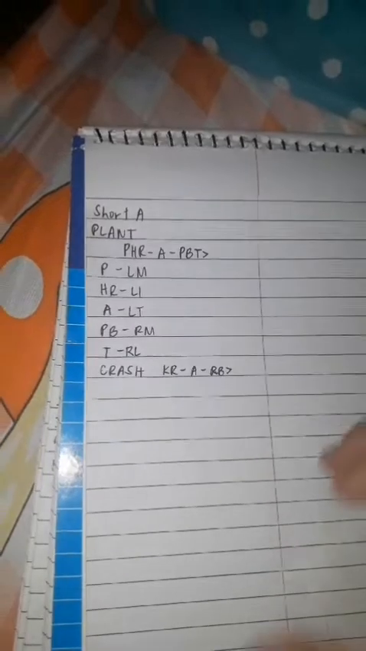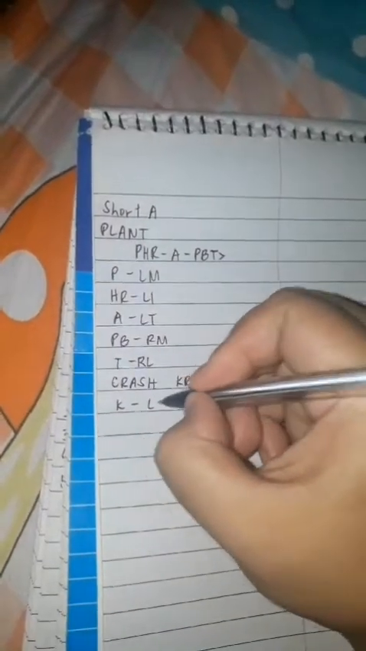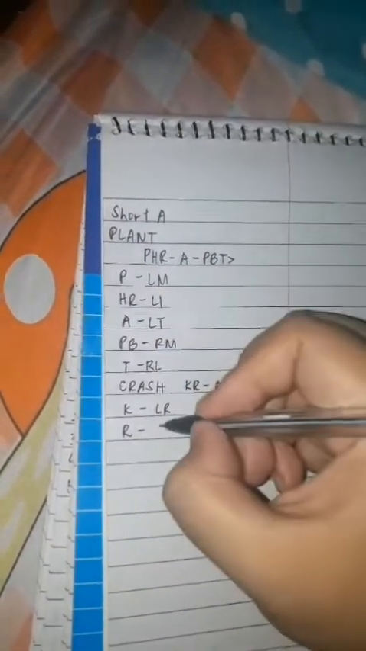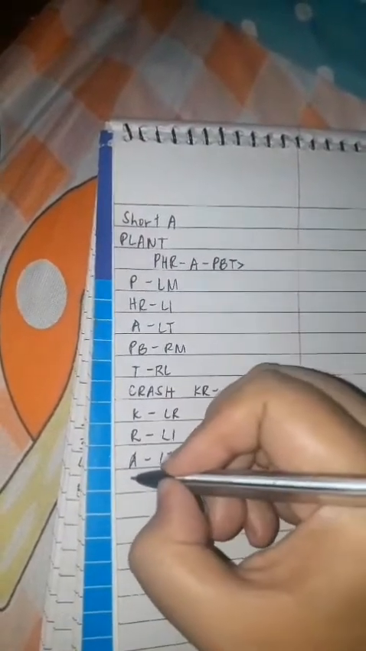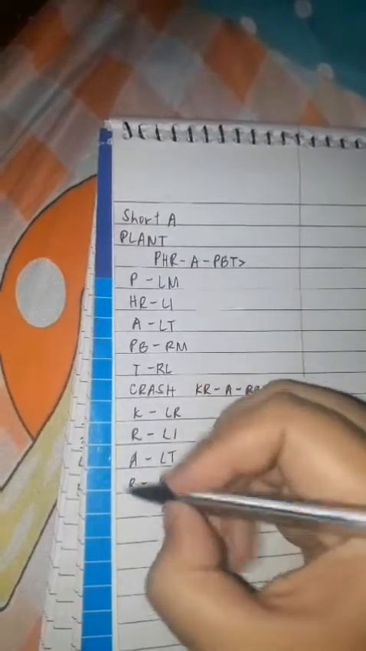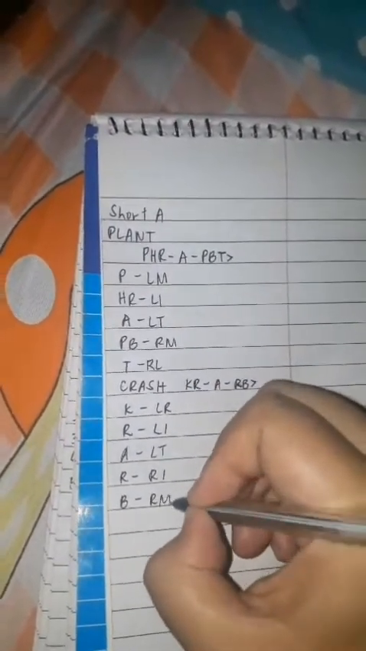The assigned fingers for this are: for K, left ring; for R, left index; for vowel A, left thumb; for R, right index; and B for right middle.